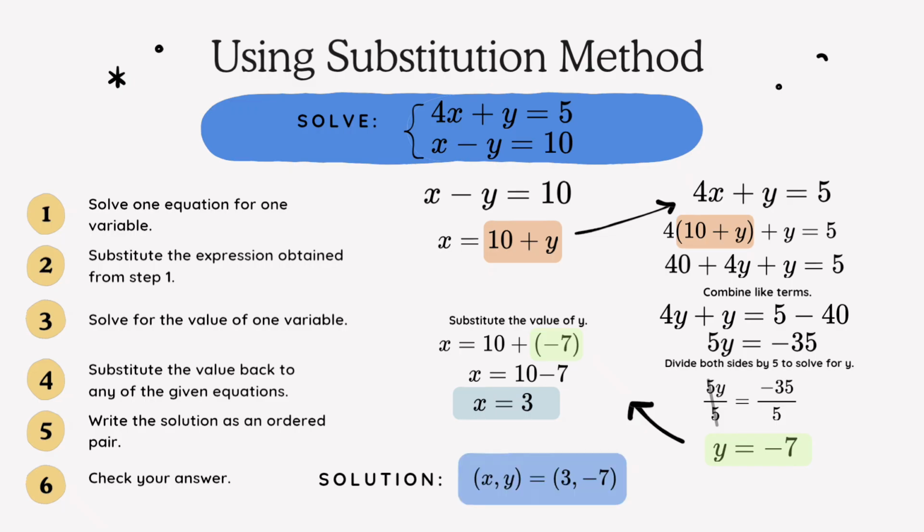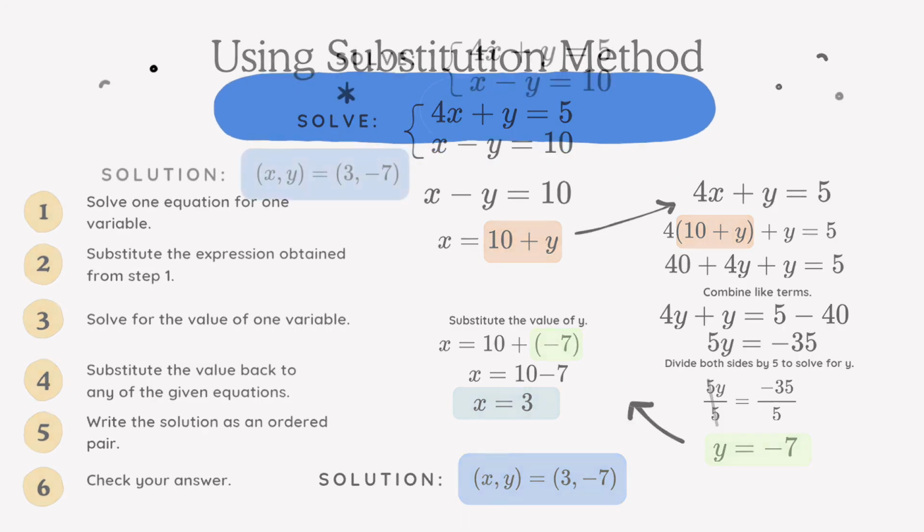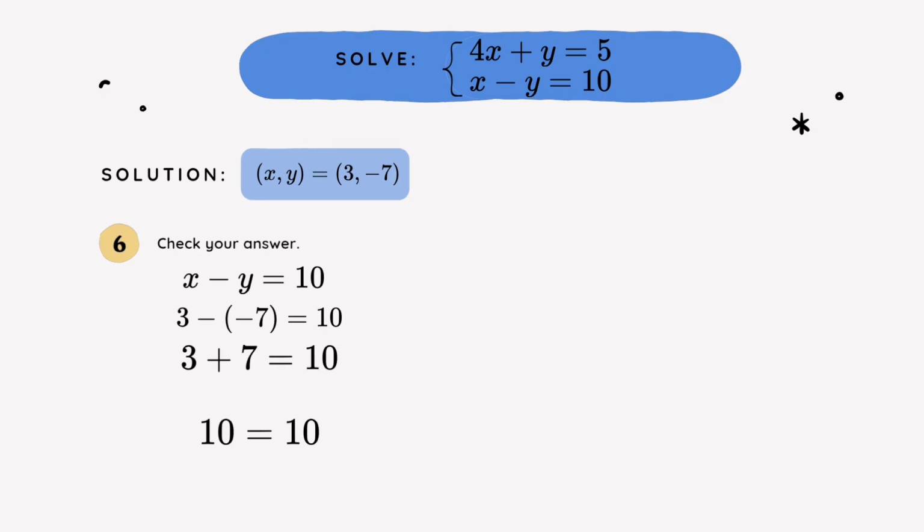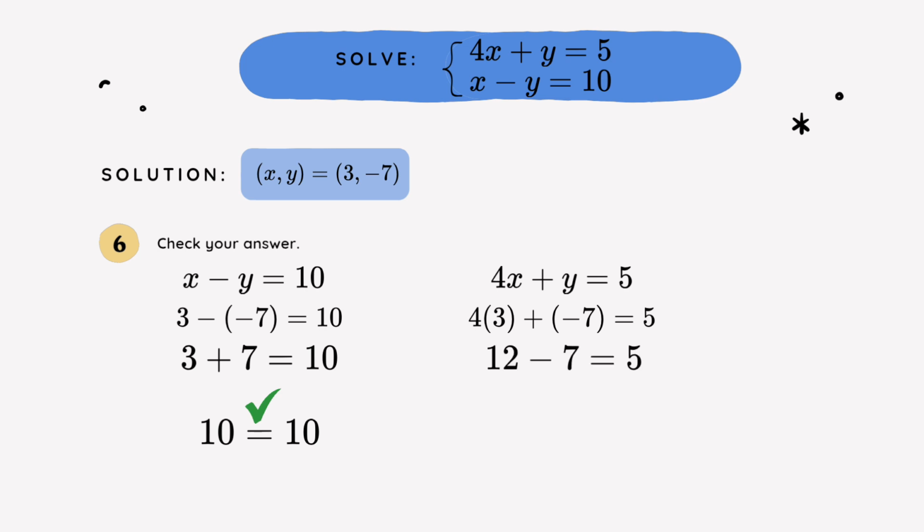Fifth step, write the solution as an ordered pair. And now, to check if your answers are correct, we're just going to substitute the solved values of x and y back to our system of linear equations. In equation x minus y equals 10, 3 and negative 7 did satisfy the equation. Also, in 4x plus y equals 5, pag sinubstitute natin si 3 and negative 7, makukuha natin is 5 equals 5. Therefore, our answers are correct.